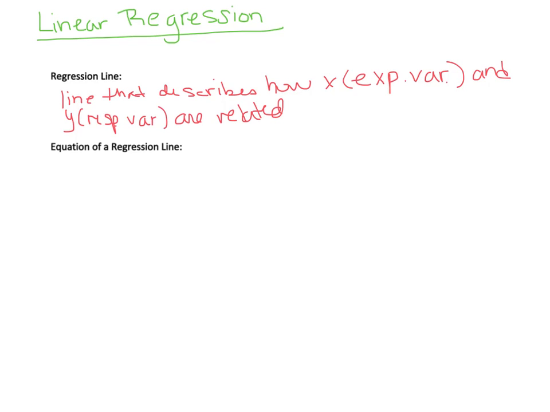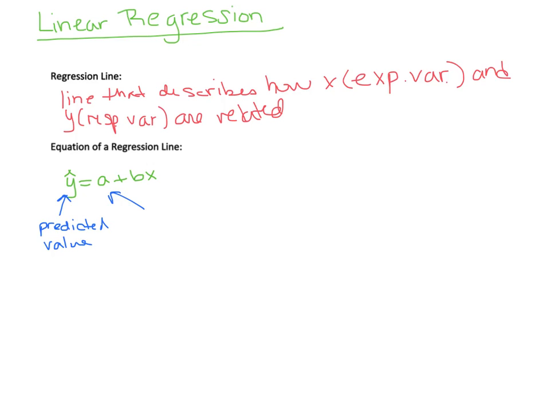So the general equation of a regression line is y hat equals a plus bx. And the y hat is what we call our predicted value of the response variable. I'm just going to write predicted value. So the hat on top of the y means predicted.